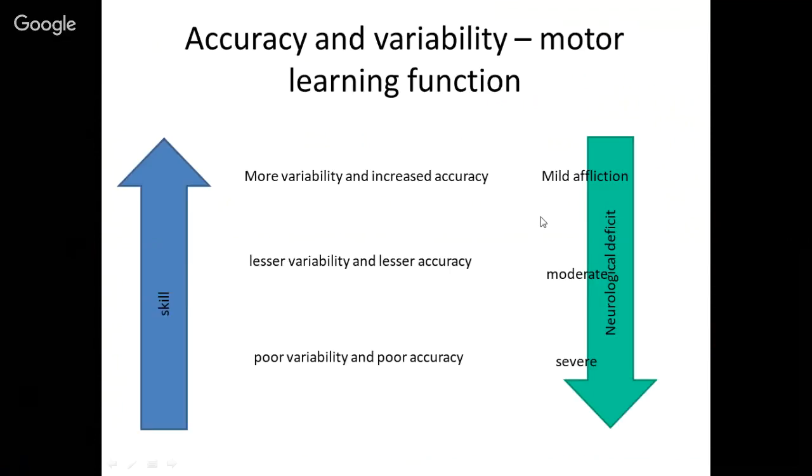If you have an affliction, that is, if you have a neurological deficit, and if you have a mild affliction, you will probably not be as in the case of a neurotypical, but you will have good variation, good accuracy. In later stages, or in chronic or severely afflicted people, you will have poor variability and poor accuracy. You can apply this to any condition you want.